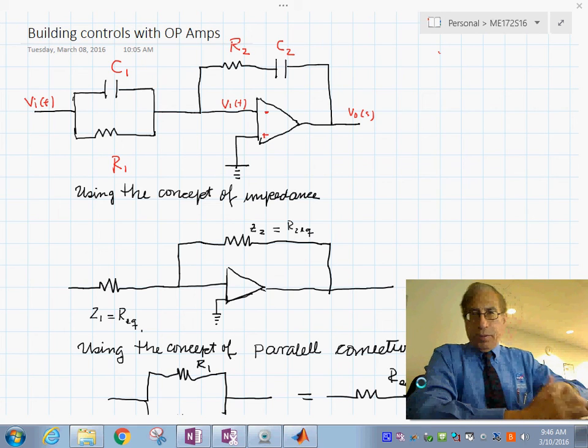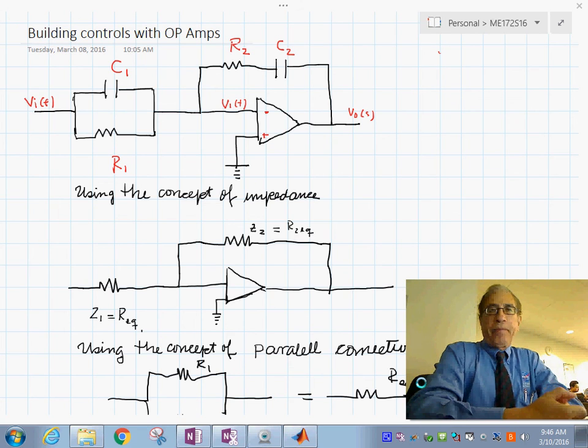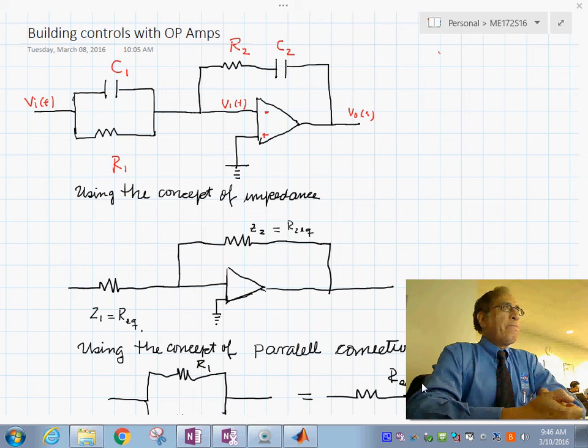Today we are going to see a second part, or the complete solution to this problem that we have on the screen, and that is building controls with operational amplifiers, or maybe I should label it the basics of controls using operational amplifiers.